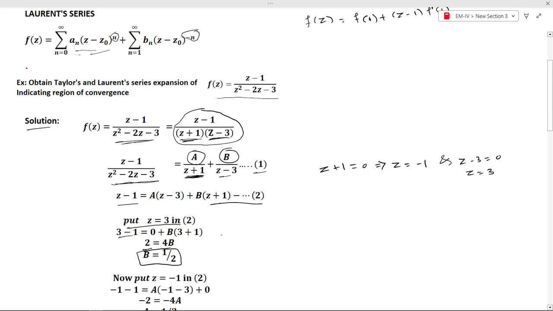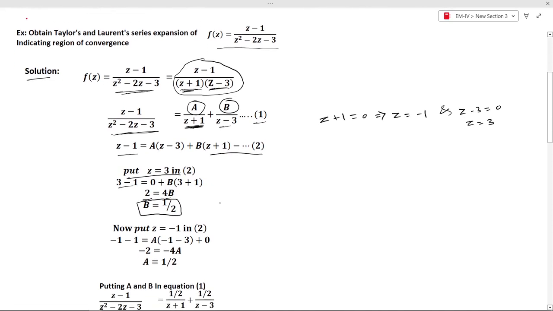Similarly, we will put z is equal to minus 1 in equation 2. So here you will get on the LHS minus 1 is equal to a into minus 1, here we are putting z as minus 1, so you will get a into minus 1 minus 3. When you put it in the second term, minus 1 plus 1 gets 0, so this second term is 0. After simplifying this, the value of the unknown constant a is 1 by 2.